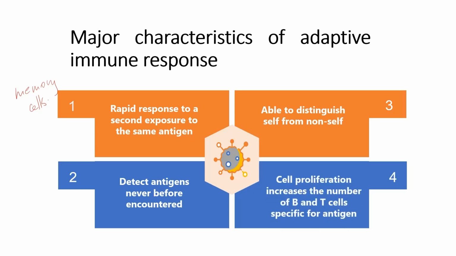And the fourth one, cell proliferation, increases the number of lymphocytes, which are B cells and T cells, that are specific for the antigen. Once the lymphocytes come into contact with the antigen that they are capable of recognizing, they will activate and multiply into a large number of cells called a clone. Each member of the clone carries the same receptor and the same antigen specificity as the original lymphocyte.